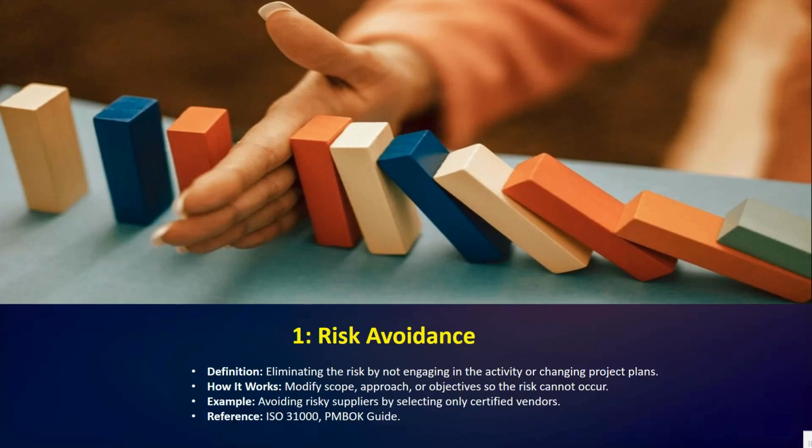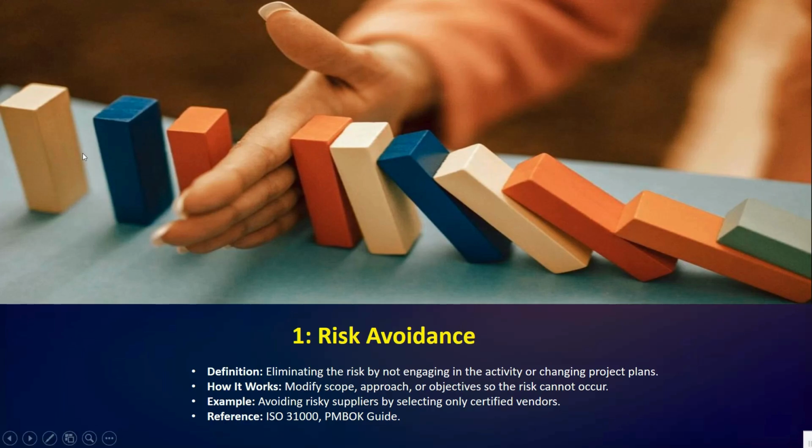First, we have risk avoidance. Sometimes the most effective strategy is to simply step away. Risk avoidance is the ultimate power move in risk management. It's about eliminating the threat entirely by choosing not to engage with it.